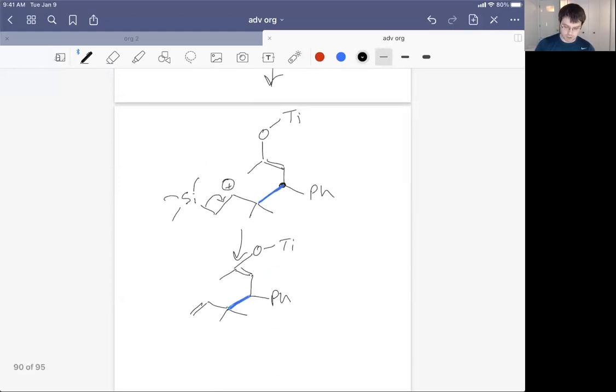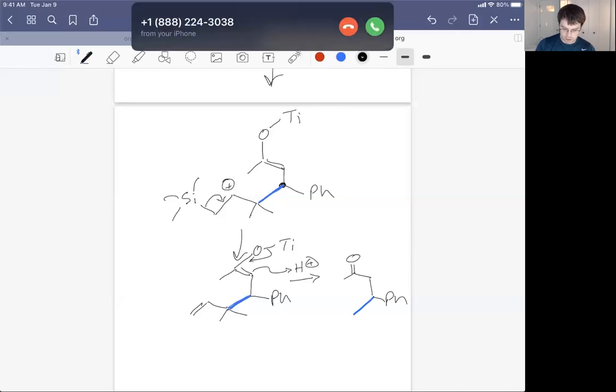And then during workup, we can add a little bit of HCl. And the HCl will neutralize this enolate with the titanium. It's actually called a titanium enolate to give rise to this product. We showed the new bond.